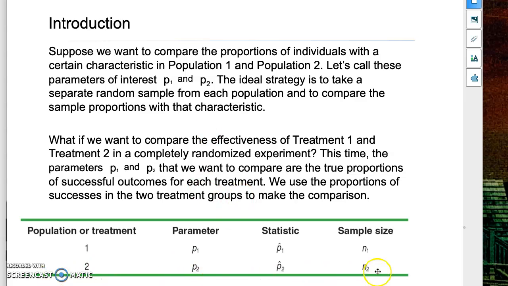So this is the notation that we're going to use. Hopefully this is not unfamiliar to you. Populations 1 and 2, parameters, which are proportions, which are decimals, sample statistics, also decimals, from the samples, and then the sample sizes. And note, your samples don't have to be the same size.